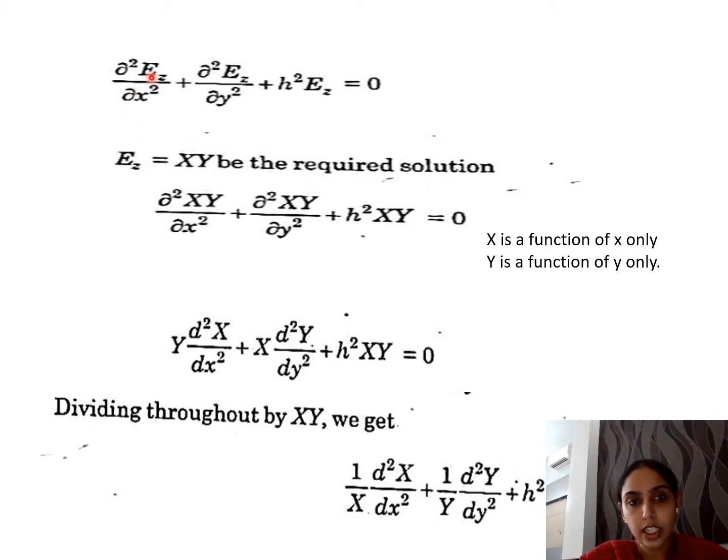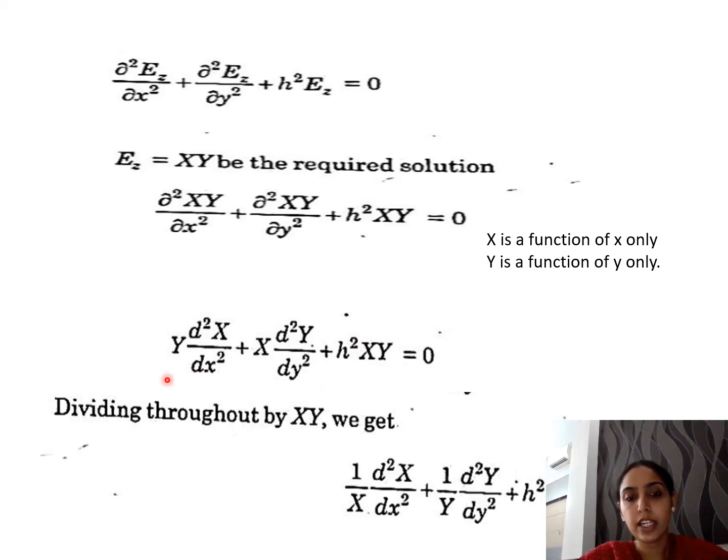So for Ez I am going to substitute XY. In this we can find that this is a partial differential equation of the second order. Here X is a function of x alone and Y is a function of y alone. So again I can rewrite the equation: Y d square X by dx square plus X d square Y by dy square plus h square XY is equal to 0, by simple mathematics.